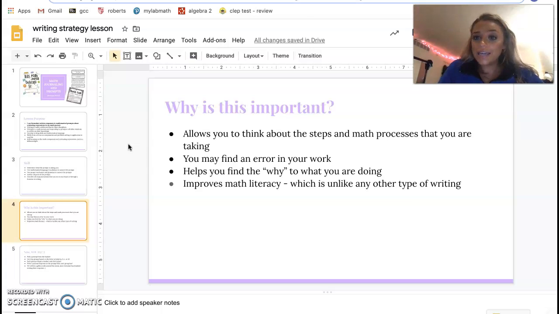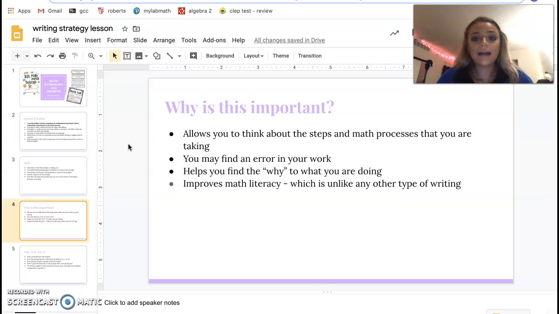And they may help you find an error in your work. I did that a few times just now. And that is good. That is the point of them. They are to get you realizing, oh, wait a second, this may not be right. Why did I just do that? Which leads me to the next point of why these are important. It helps you find the why in what you are doing.